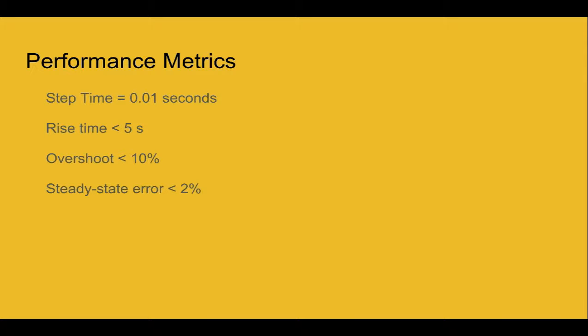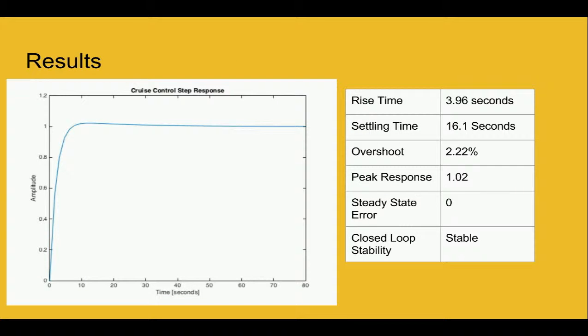Finally, we wanted to meet the following performance requirements for our system: a rise time less than 5 seconds, an overshoot of less than 10%, and a steady state error of less than 2%. By experimenting with different values in the PID controller, we were able to gather the values seen in the table and the graph. Ultimately, we were able to show that the dynamic cruise control system is in fact stable when using our control law. So there you have it, cruise control as a dynamic process.